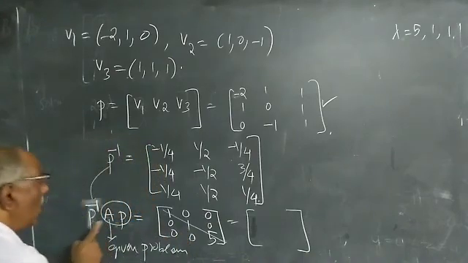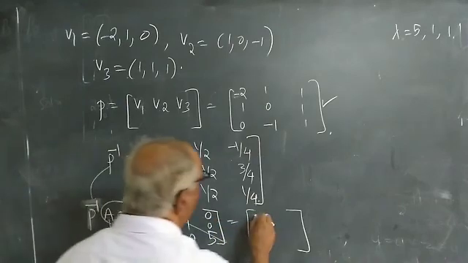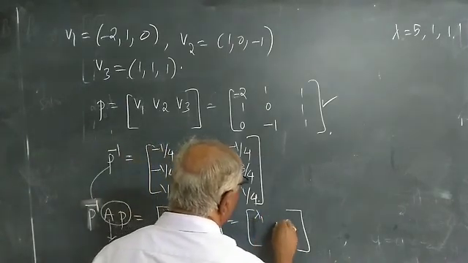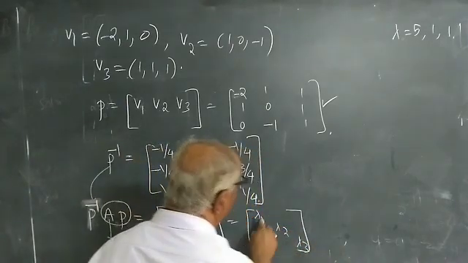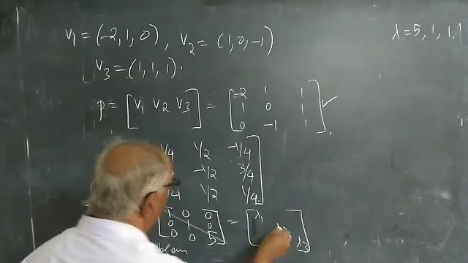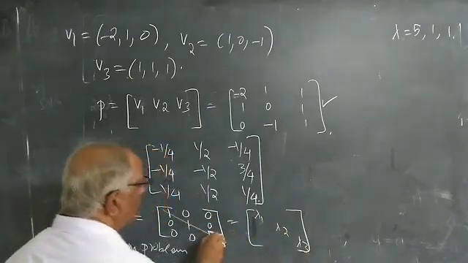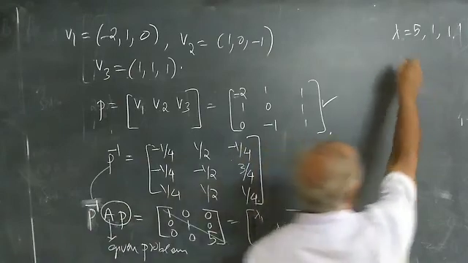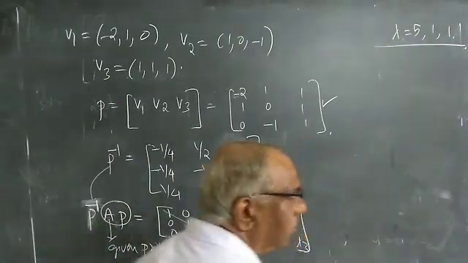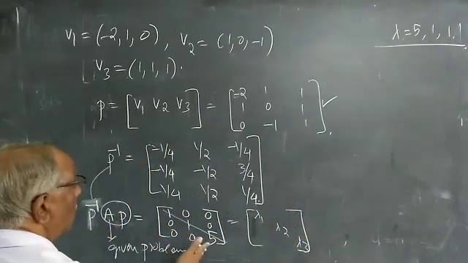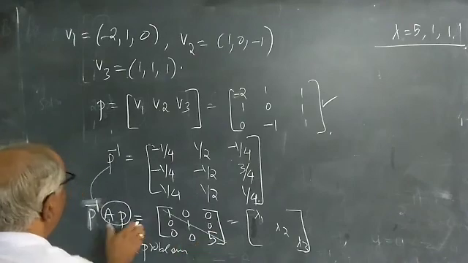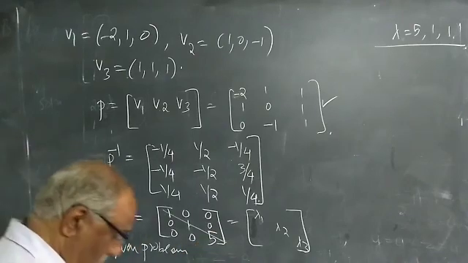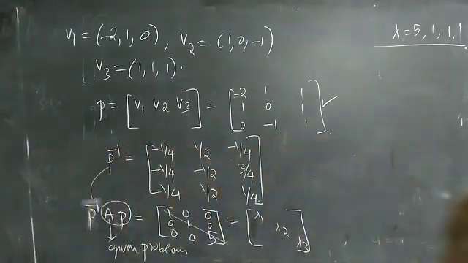So, when you perform P inverse AP, you always get lambda 1, lambda 2, lambda 3 along the diagonal. Lambda 1 is 1, lambda 2 is 1, lambda 3 is 5. That is what we have done. So that is how we are able to get a diagonal matrix like this using P inverse AP. Okay, let us start at this point.